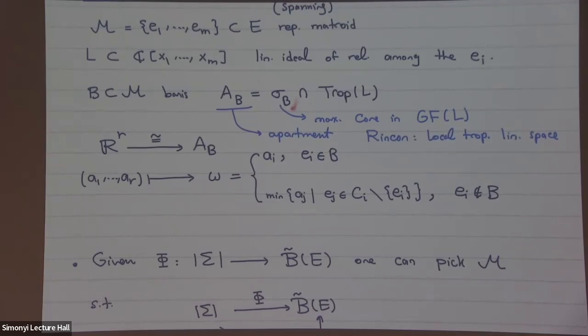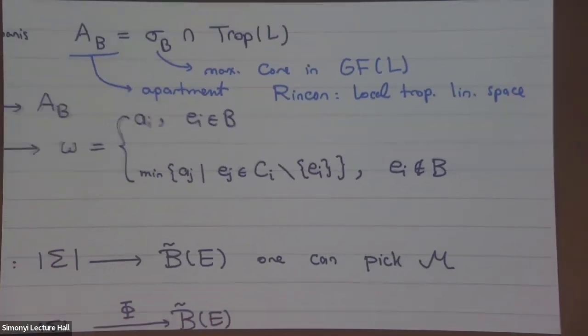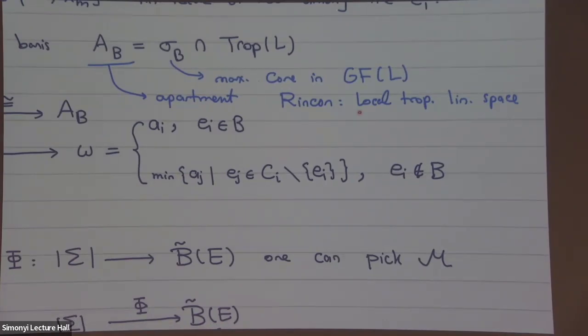So one takes a basis in the matroid, or in the spanning set, and looks at the maximal cone corresponding to this in the Grosvenor fan. GFL is the Grosvenor fan, and you intersect it with the tropical variety of L. We call this the apartment associated to this basis. We later realized Felipe has already studied this, has a different name for it, and introduced this concept. I think, correct me if I'm right, Felipe is also here. Local tropical linear space. But because we were motivated by building theory, we still call them apartments, with permission of Felipe.